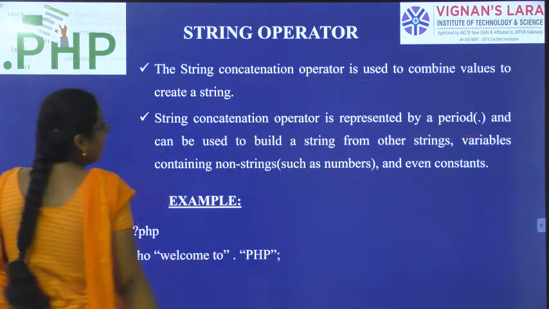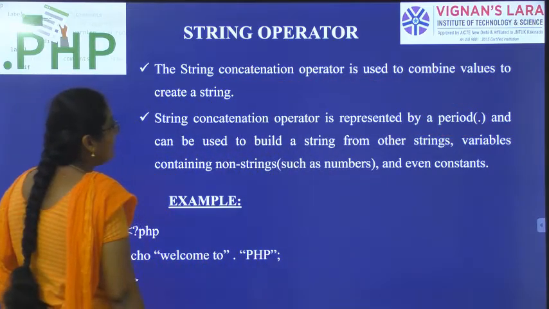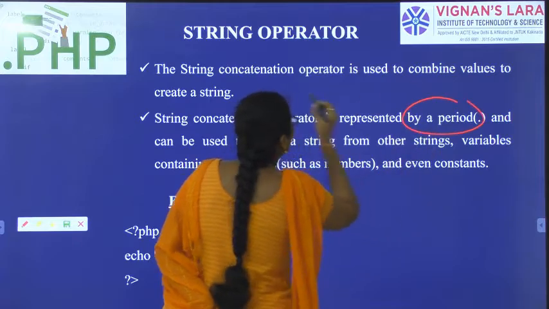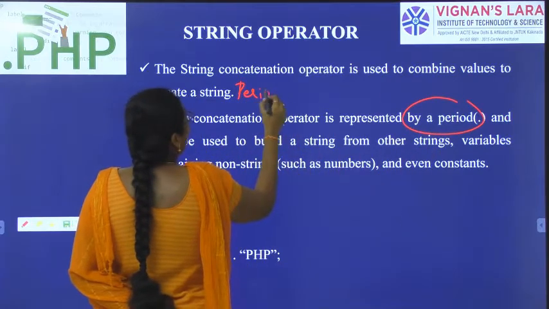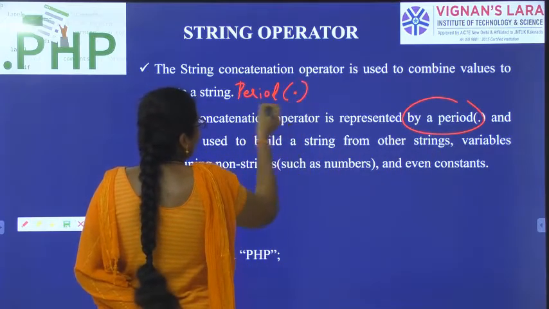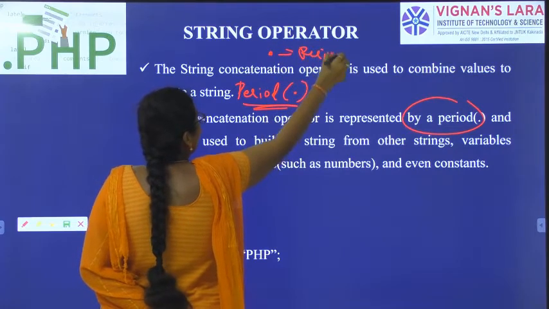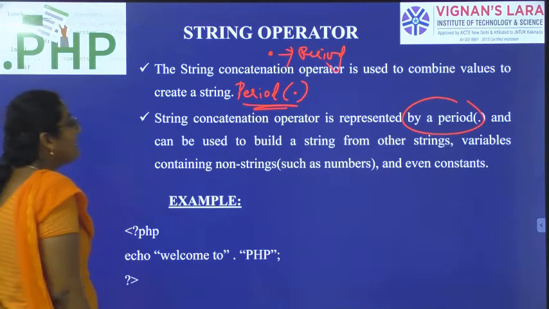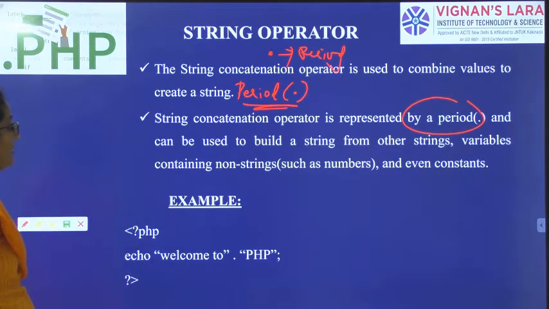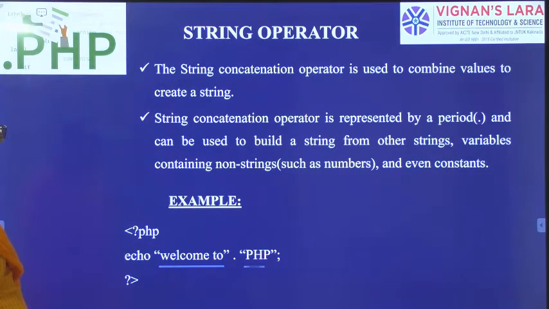So what is the symbol to represent the string concatenation? Period symbol. Full stop is called as period symbol. This period symbol is used for string concatenation. So when we have two strings or two variables, then we can have the string concatenation using the period symbol.